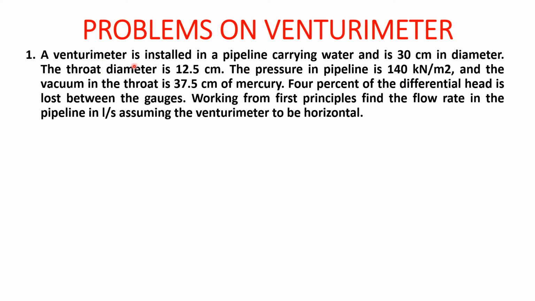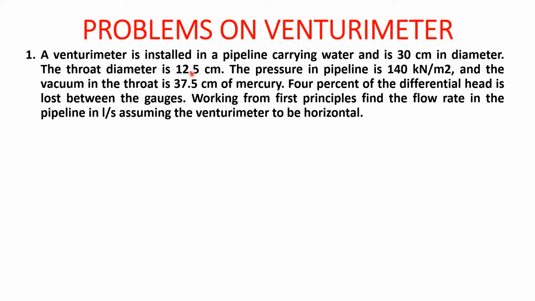So a venturimeter is there. It is installed in a pipeline. So there is a pipeline in which a venturimeter is installed. It is carrying water. So the fluid flowing through the pipeline and venturimeter is water, and it is 30 centimeter in diameter. Means the actual diameter of the inlet of the pipeline or inlet of the venturimeter is 30 centimeter. The throat diameter is 12.5 centimeter. So the diameter of the throat of the venturimeter is 12.5 centimeter.